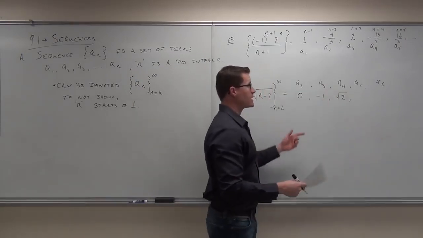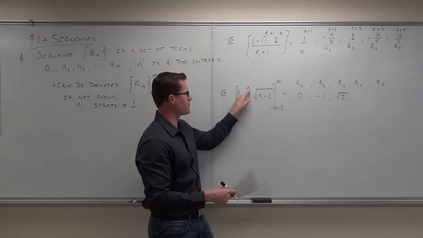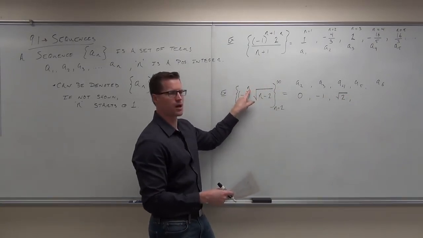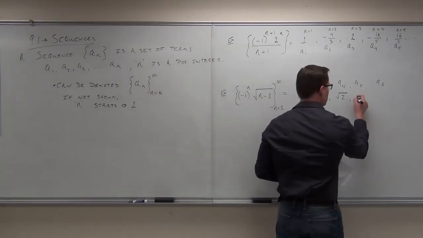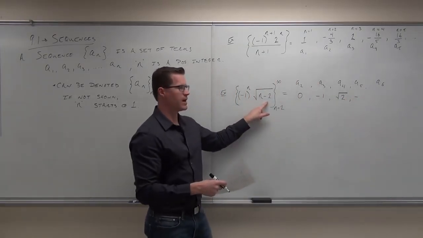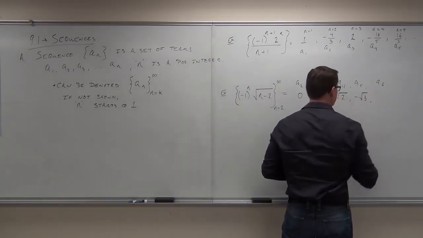A sub 5 says, all right, take that 5, plug it in for your n. So a sub n, a sub 5, hey, 5 goes here, 5 goes here. Tell me, am I going to get a positive or negative? Negative, positive. Yeah, that should be a negative. 5 minus 2 is 3, square root of 3, I don't know. Leave it square root of 3.